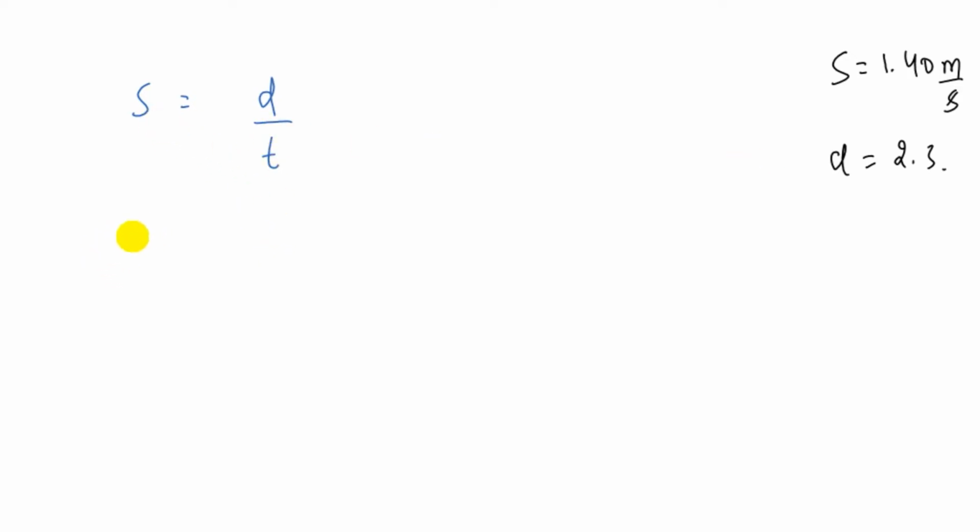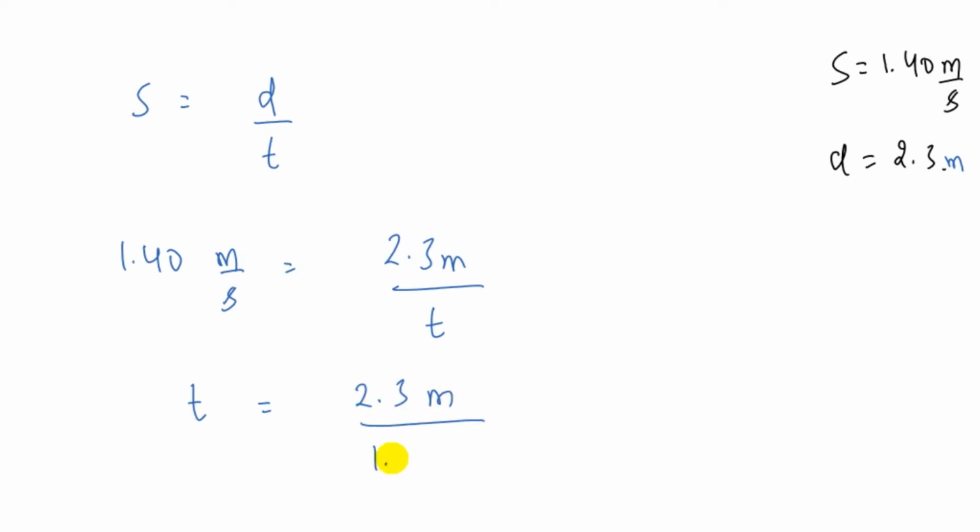In the question we are given that the average speed is 1.40 meter per second, and let the distance between the owner and the dog be 2.3 meter. Speed is 1.40 meter per second, distance is 2.3 meter, divided by the time. From here we can easily find the elapsed time, which equals 2.3 meter divided by 1.40 meter per second. On further solving, we get this answer to be 1.6 seconds. So the time that the dog will take to reach its owner will be 1.6 seconds.